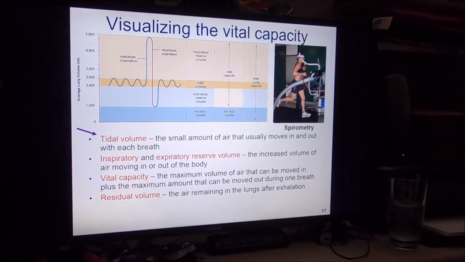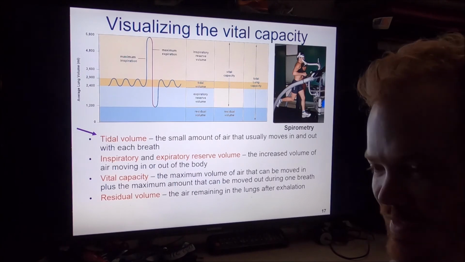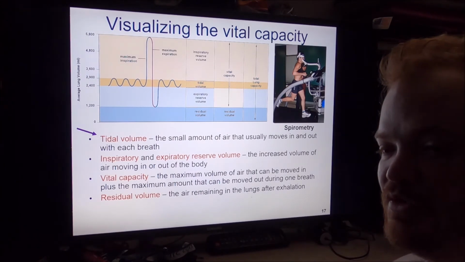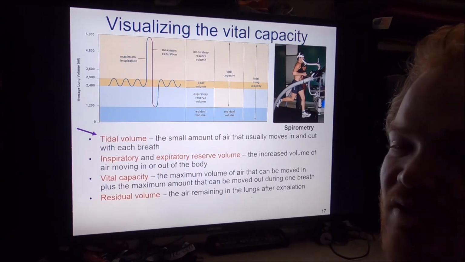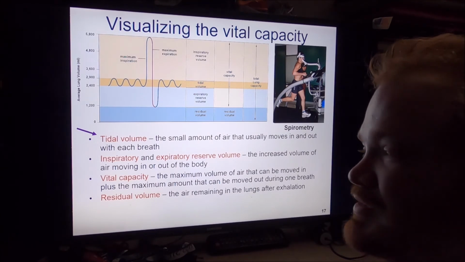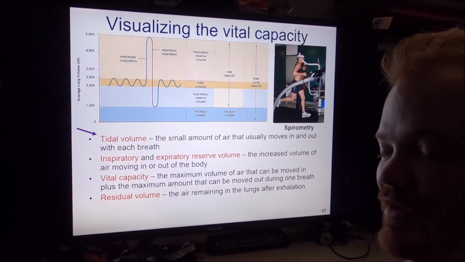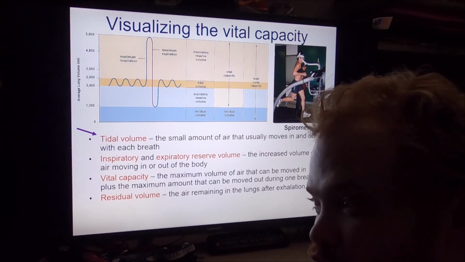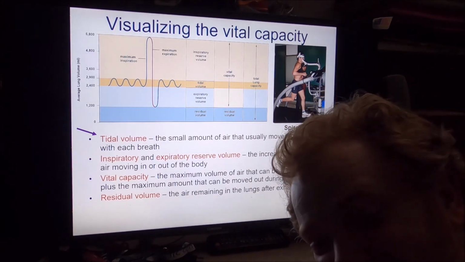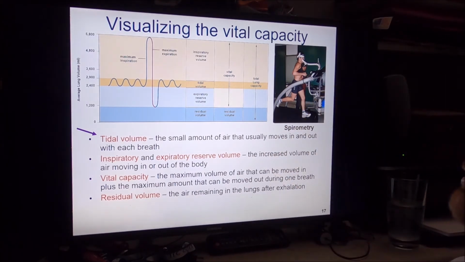And then, when you're just tidally breathing, doing what you do at a nice resting state, you could, if you so chose, forcefully exhale and remove all the air you could from your lungs. And that would be your expiratory reserve volume. So I can really exhale, and that would be an expiratory reserve volume.